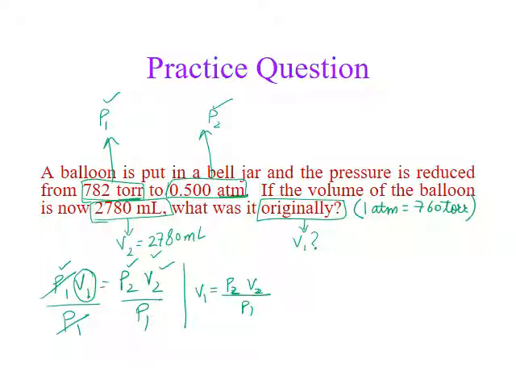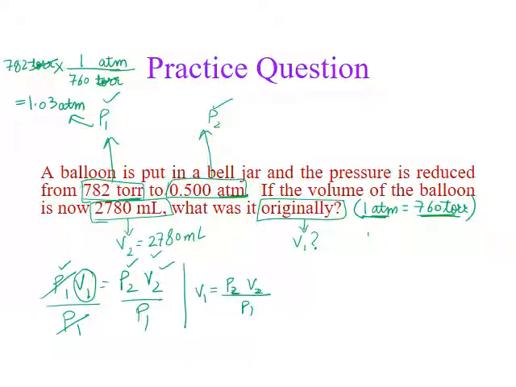How do I do that? I'll start with what's given, which is 782 torr. To cancel torr, I will divide by torr and multiply by ATM. 1 ATM is 760 torr, so 760 torr. Torr and torr got cancelled. My final P is 1.03 ATM. So this is P1.